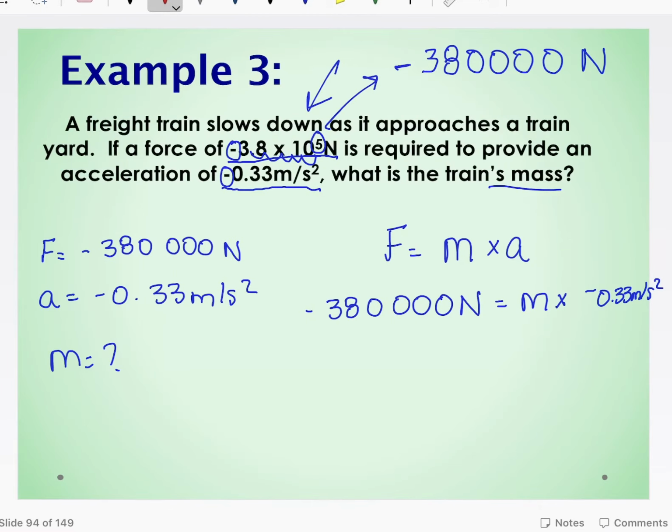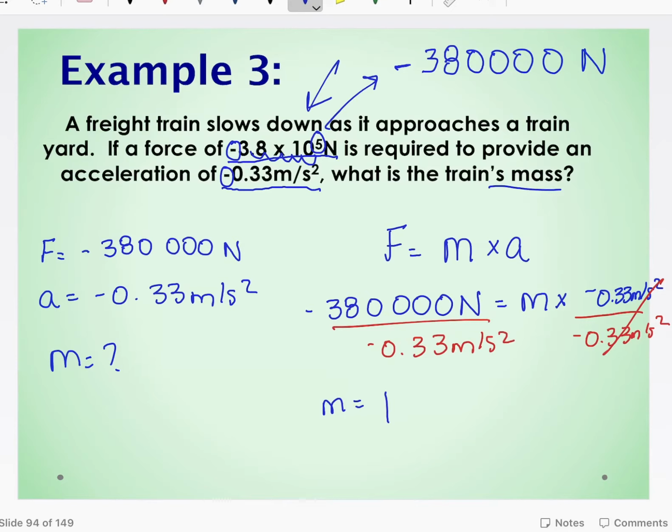Okay, algebra, opposite operation. I divide by negative 0.33 meters per second squared, and I do the same thing to both sides. Now you'll notice here when you're dividing a negative by a negative, they will turn into a positive. So mass equals, just double check my math here. Okay, it's a fairly big number here because we're talking about trains. All right, there you go.